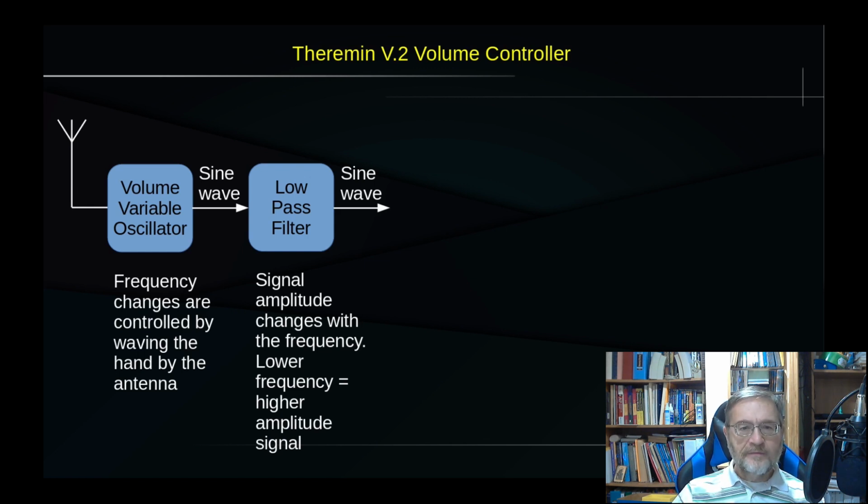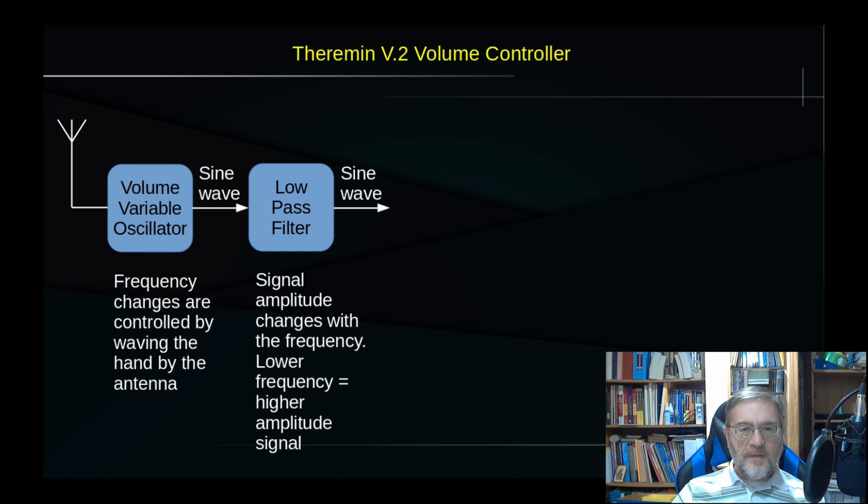In particular, when the frequency increases, we will go deeper into the cutting region of the filter and the amplitude of the signal will diminish. On the other hand, if we lower the frequency of the oscillator signal, we will come out of the cutting region of the filter and the signal amplitude will increase. The amplitude of the signal is what we want to use to control the volume of the theremin.